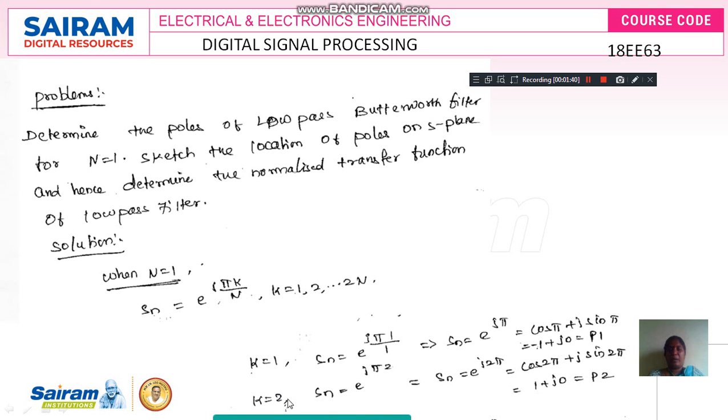If you substitute k equal to 1, then this will be e power j pi divided by 1, which is equal to e power j pi. You know Euler's identity, cos pi plus j sin pi. The value of cos pi will be -1 and j sin pi will be 0, because the sin of pi, 2 pi, 3 pi, 4 pi will be 0. Now substitute k equal to 2. Now Sn equal to e power j 2 pi.